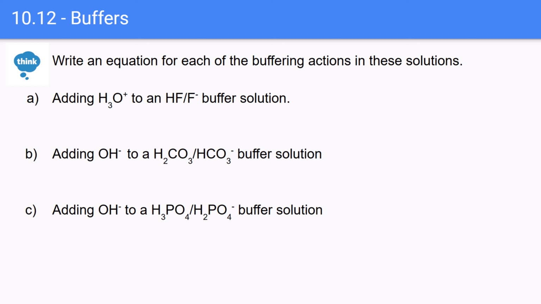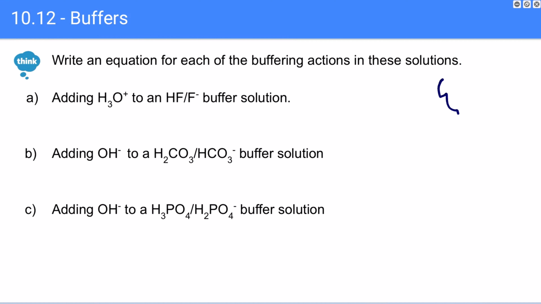So here what I'd like you to do is write an equation for each of the following buffering actions in these solutions. So what happens when we add H3O+ to an HF/F- buffer solution, and then when we add OH- to a carbonic acid solution and a phosphoric acid solution? Take a few moments, think about it, and we'll be bringing you back in just a moment.